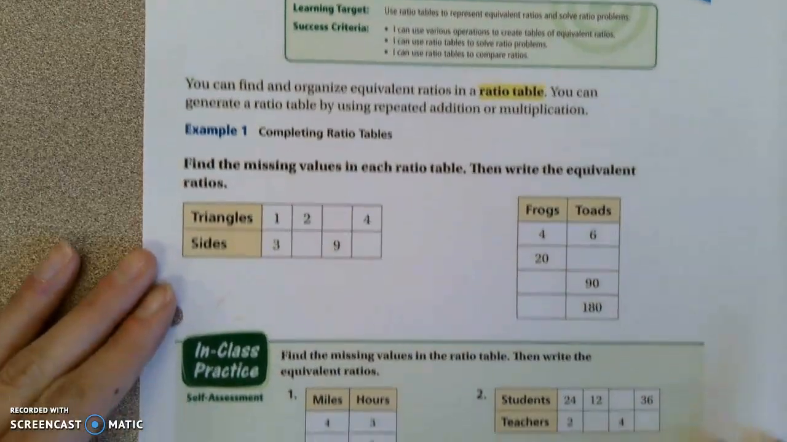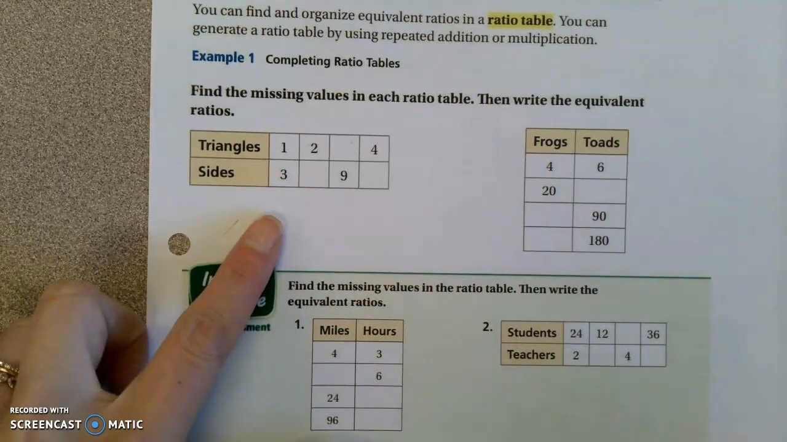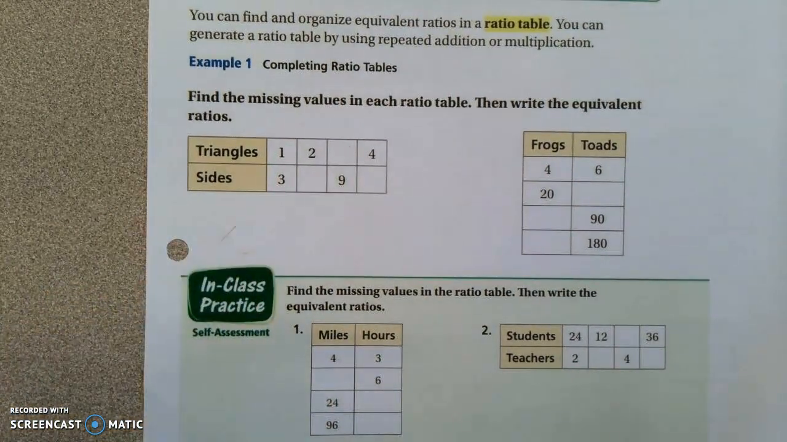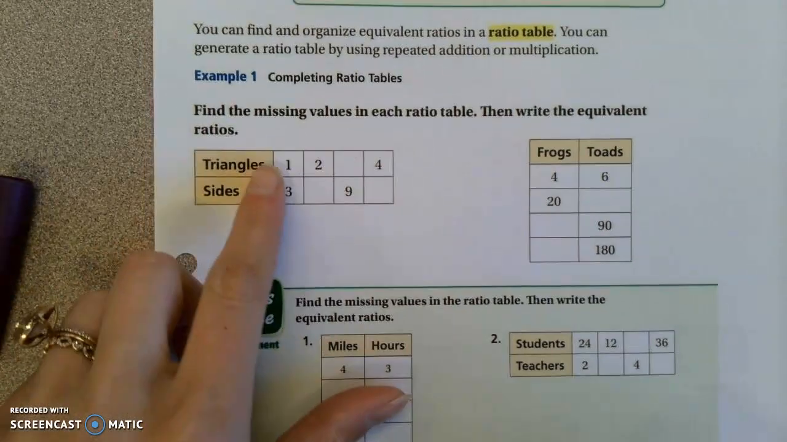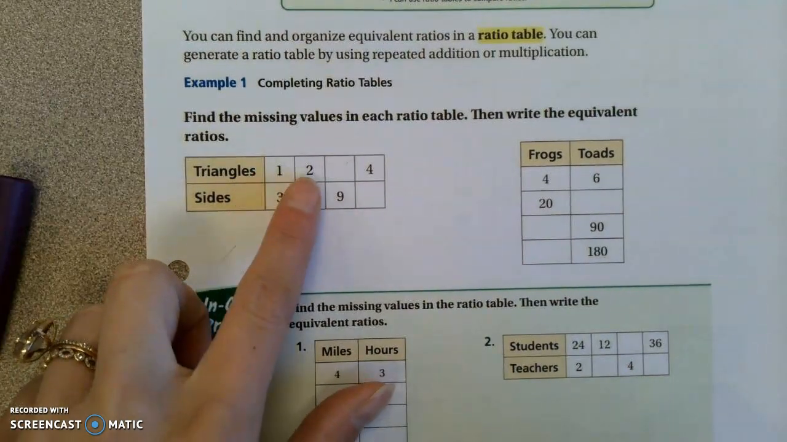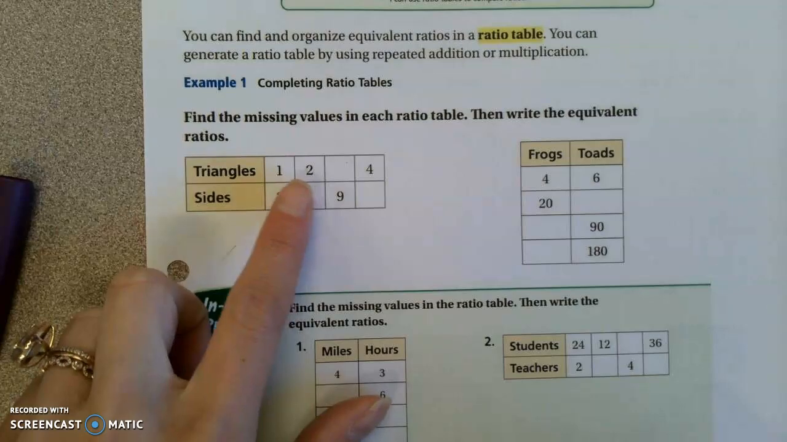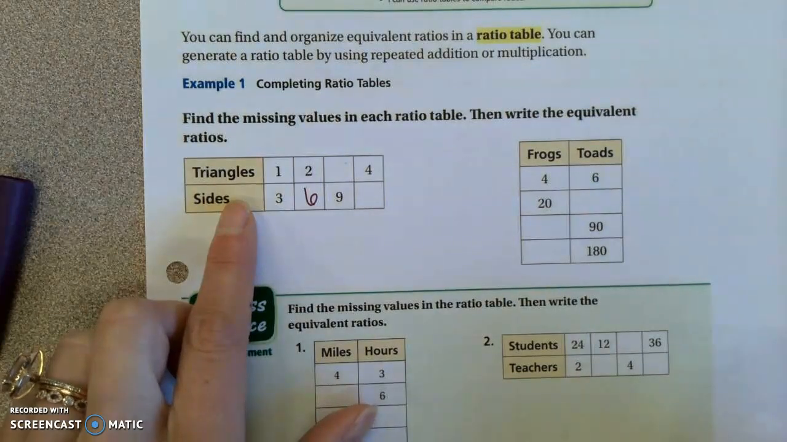will be new. So if you look at this first example, we have one triangle, three sides. We know a triangle has three sides. How many sides would two triangles have then? That would be 6. But if we didn't know that, if we look at the pattern, we're trying to fill in this blank here, and we can see to get from 1 to 2, that's 1 times 2, so I'm going to do 3 times 2. So we would get 6.